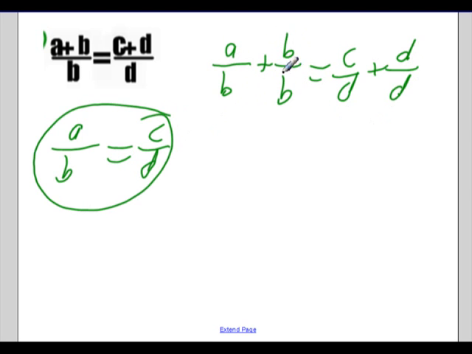And if you add those fractions together, if you simplify the left, we've got a common denominator. That becomes A plus B over B. And on the right is C plus D over D. Now you're not really responsible for knowing why that works, but I like to show you.